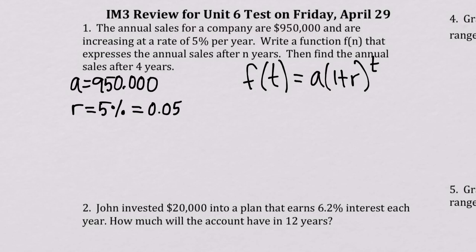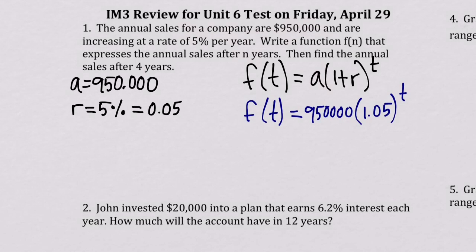And then it says write a function that expresses the annual sales after n years. So let's go ahead and write the function now. It's going to look like this. F of t. And I'm using t for time, although in the problem it says n for time. But I'm going to go ahead and use t. It's the common custom to use t for the time in years. So f of t equals a, which is 950,000, times 1 plus r. So if you think about that, you can use mental math and say that's 1 plus 0.05, so 1.05 to the power of t.